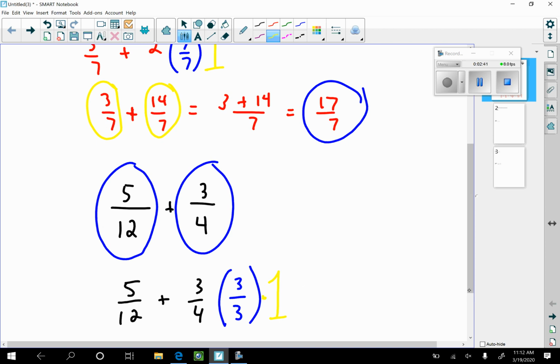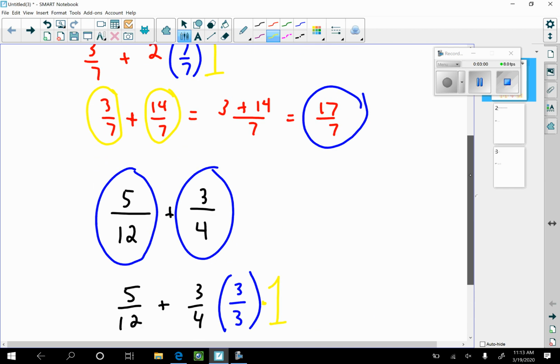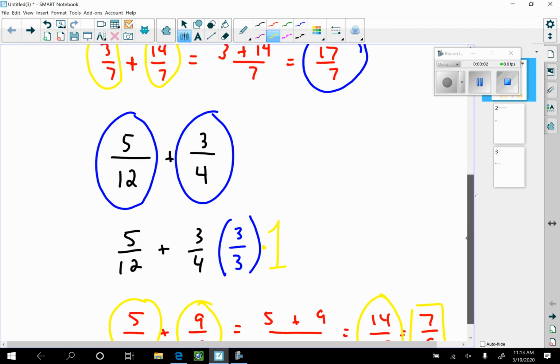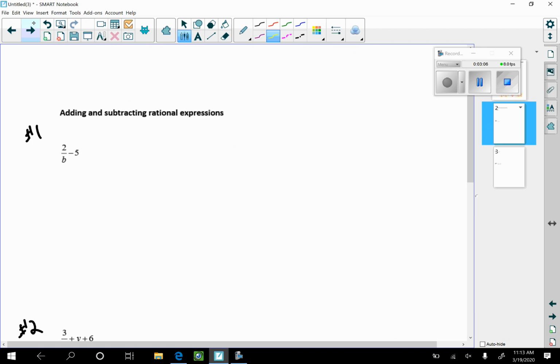So what is 3/4 times 1 in the form of 3 over 3? 3 times 3 is 9. 4 times 3 is 12. So now I have 5/12 plus 9/12, which is 5 plus 9 over 12, which is 14/12, and I can reduce that to 7/6. Okay, so now this is just a review of some 4th and 5th grade standards so that we can do these kinds of problems.